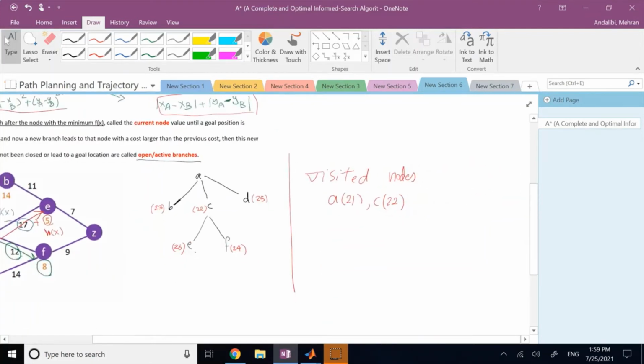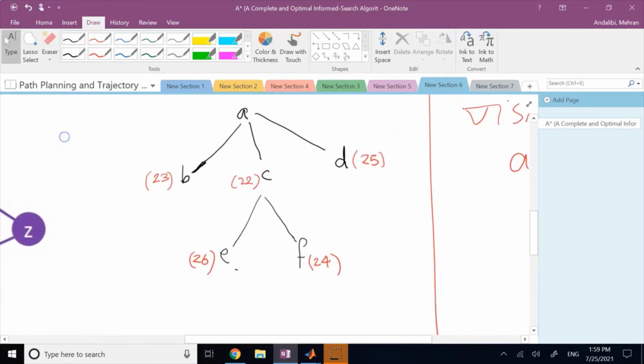Good. Now what? Again, look at these four end nodes. Which one has the lowest cost? Clearly that's B, right? 23, 26, 24, and 25. B looks the most promising. So here you have to pay attention. Although you came two edges, you might say, well, that's not fair. Here A to B is only one edge. A to E and F is two edges. That's why these numbers are bigger than 23.